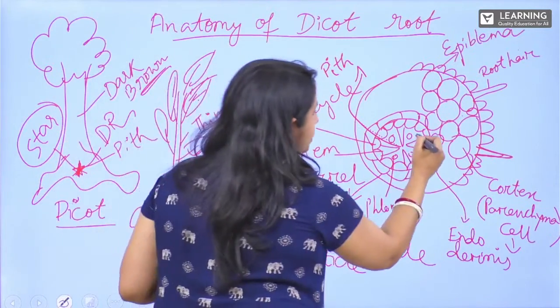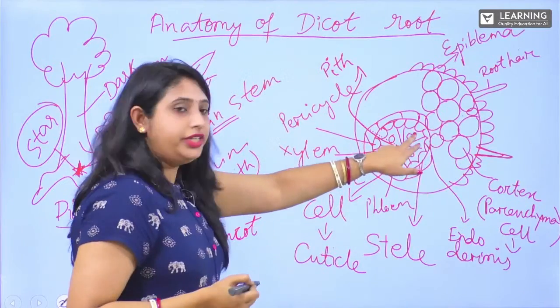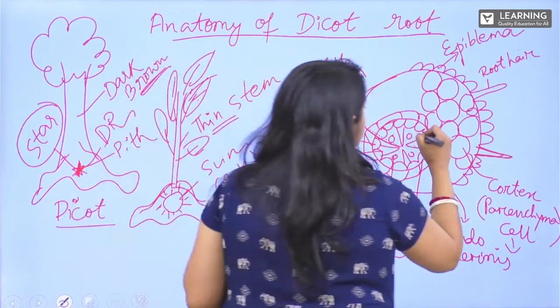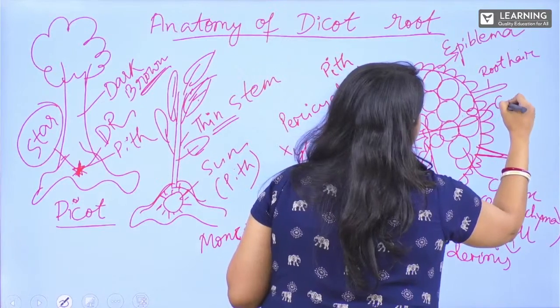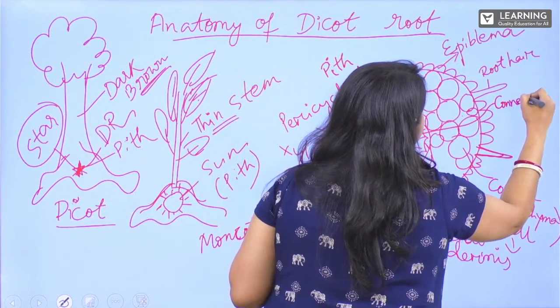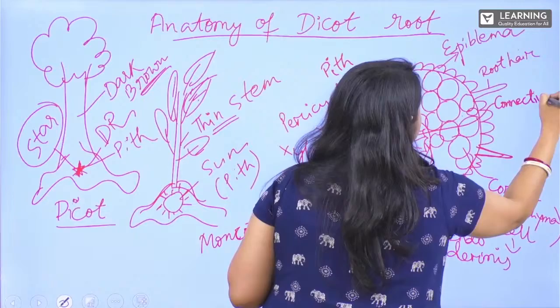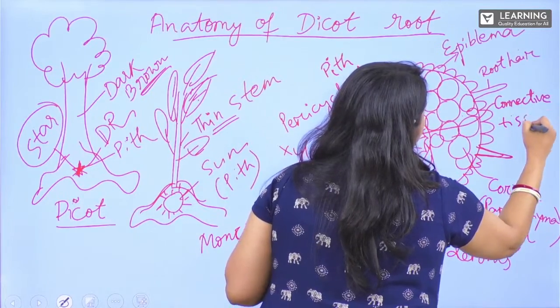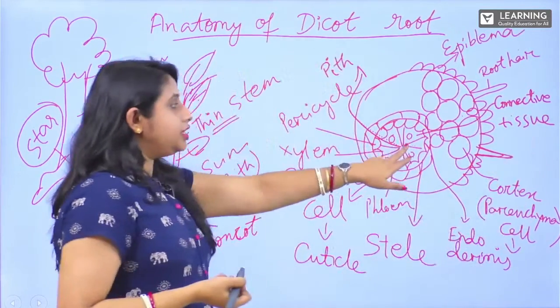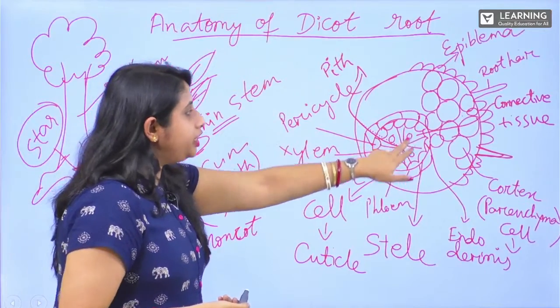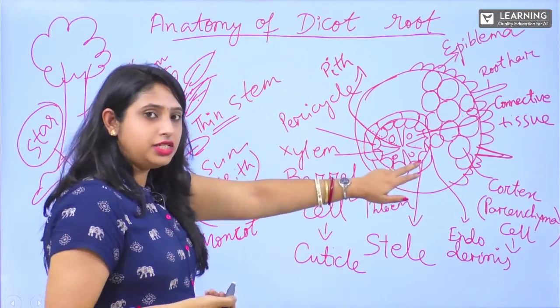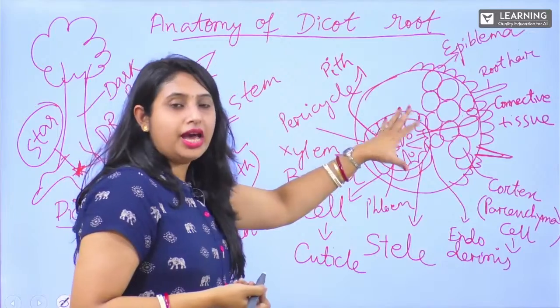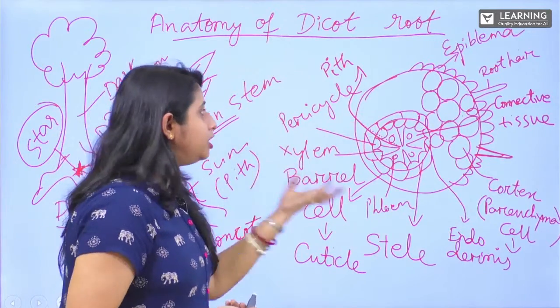Now near this, they will be having some tissues. Okay. These tissues are known as your connective tissues. These tissues are near the xylem and phloem. So as you can see, near the xylem and phloem, there will be some tissues. These tissues are known as your connective tissues. They help in the connection between your xylem and phloem.